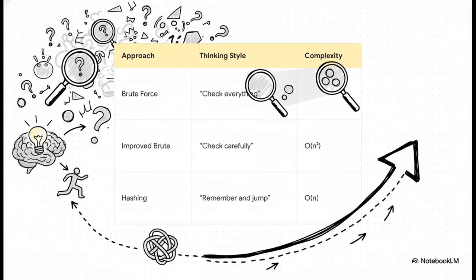And this table just lays out our entire journey perfectly. We started with that check everything brute force mentality. Then we got a little smarter with check carefully, but we finally landed on the remember and jump mindset with hashing. And just look at that jump in complexity, from O(n squared) all the way down to O(n). That's not just a little better, that is a massive, world-changing leap in efficiency.